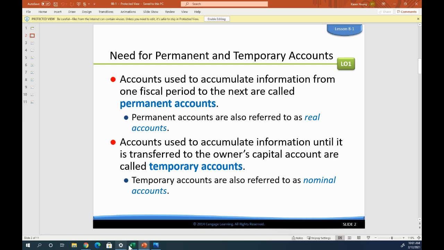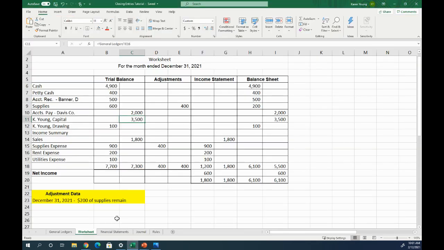So let's take a look back at my worksheet. Okay, so these were all up to here. These are all permanent. These are permanent accounts. Once you hit drawing, everything from drawing down is temporary. And let's talk about why.